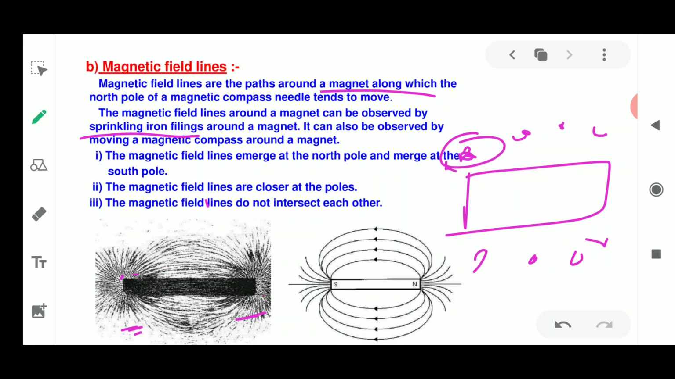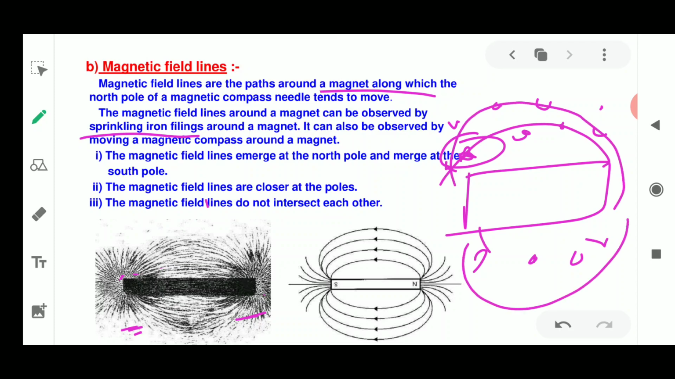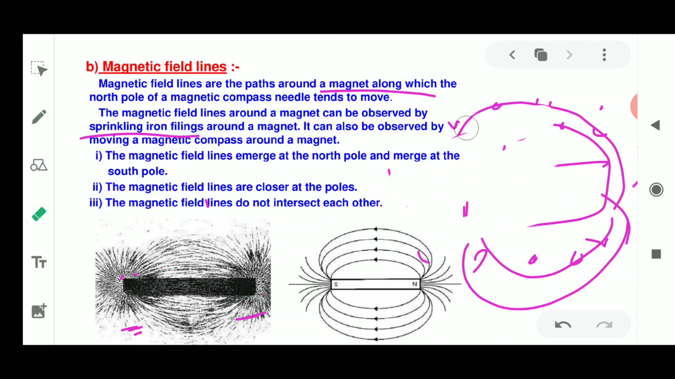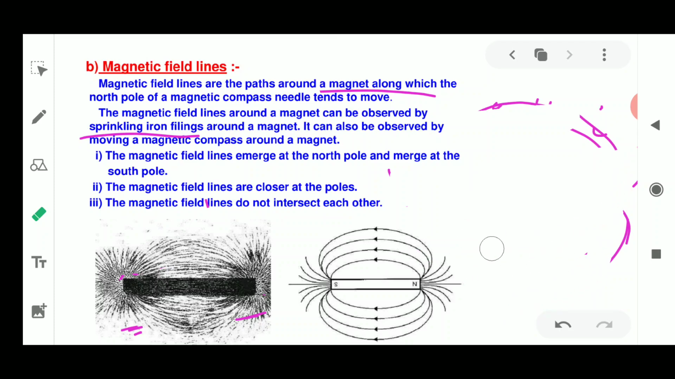So you could draw many of such points, and when you join these points, you are going to see the magnetic field lines, like this. They could be seen in the same manner as shown here in the next diagram. So this is how magnetic field lines are drawn. It could be done in two ways, and I have told both the ways.